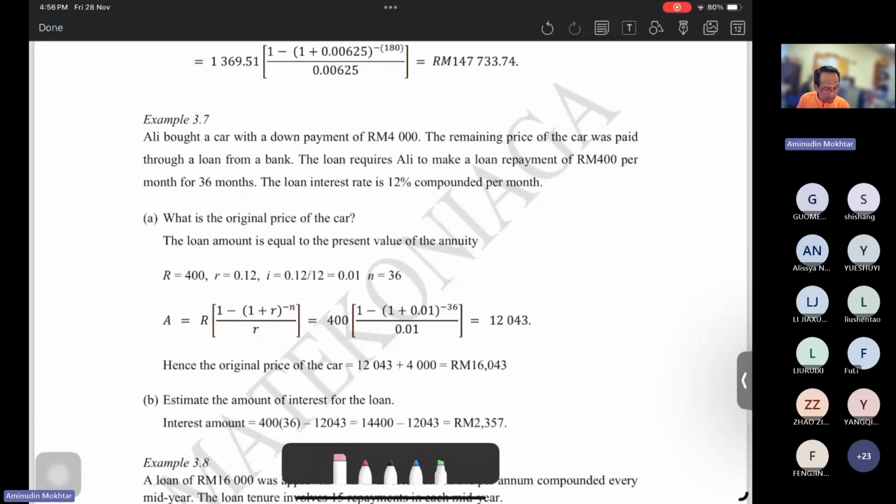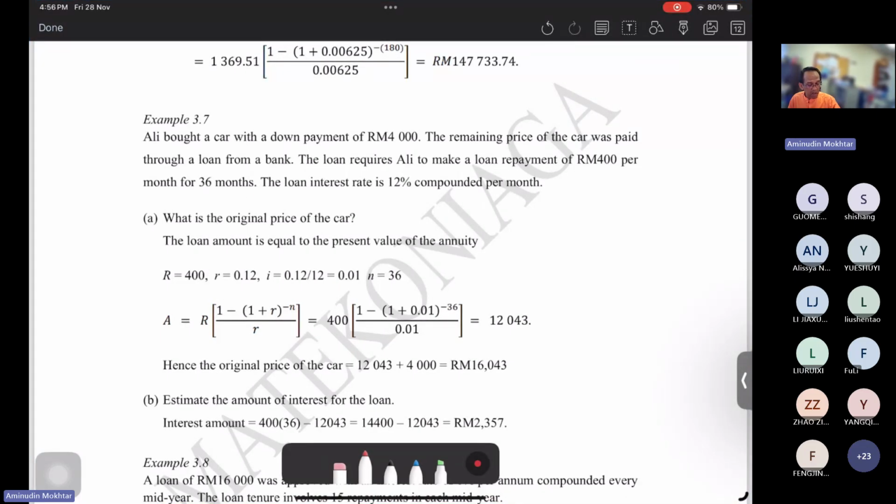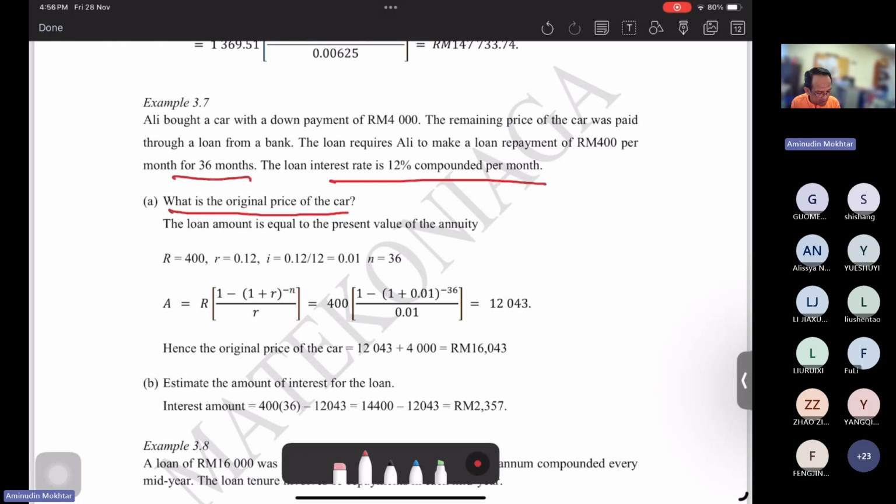Okay, for example 3.7, let's say Ali bought a car with a down payment of 4,000. The remaining price of the car was paid by a loan from a bank. In other words, Ali took a loan from the bank to buy a car. The loan requires Ali to make a loan repayment of 400 per month for 36 months. The loan interest rate is 12% compounded per month. Now the question is, what is the original price of the car? Estimate the amount of interest for the loan.